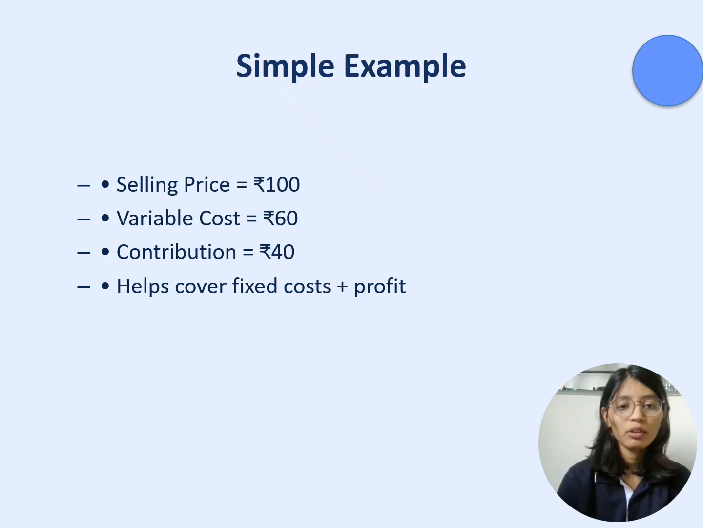So let's take an example on the basis of marginal costing. Take a simple example. Suppose the selling price of a product is 100 rupees and the variable cost of the product is 60 rupees. So the contribution will be 40 rupees. This 40 rupees is first used to cover fixed cost and after that it becomes profit. This example clearly shows how each unit contributes towards profit.